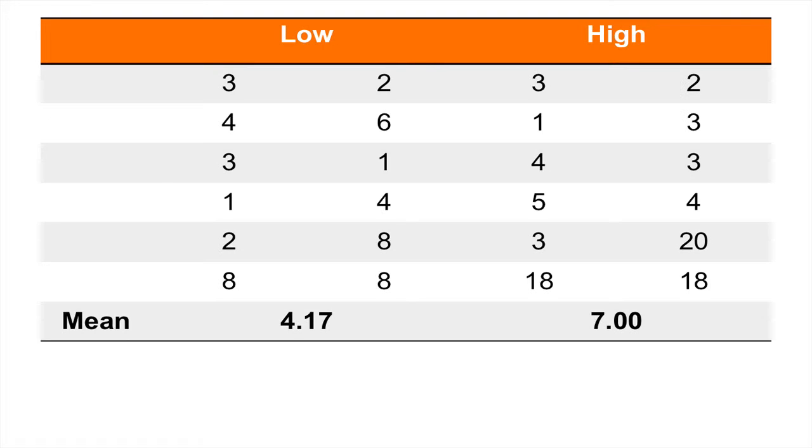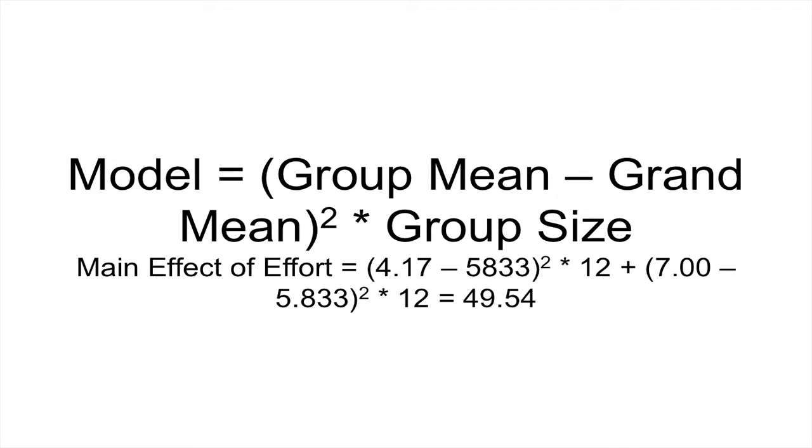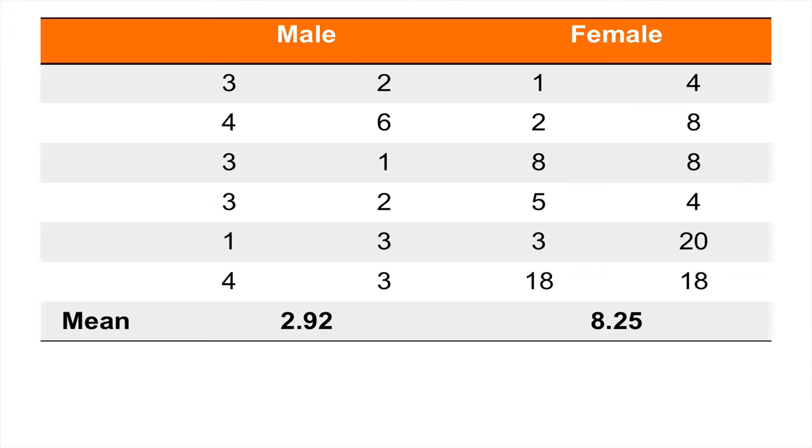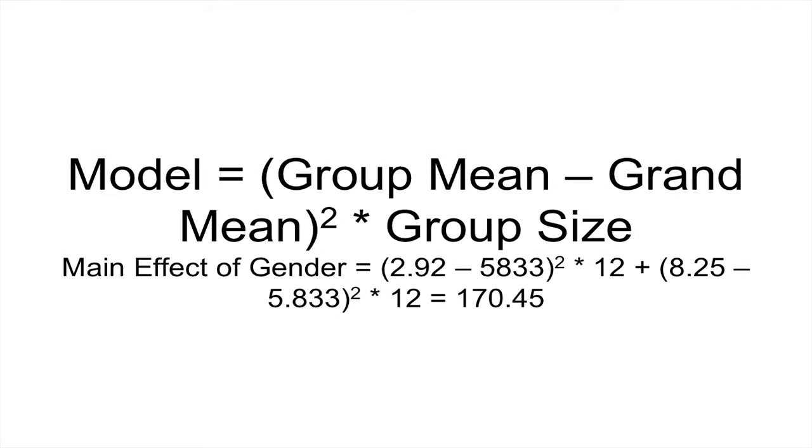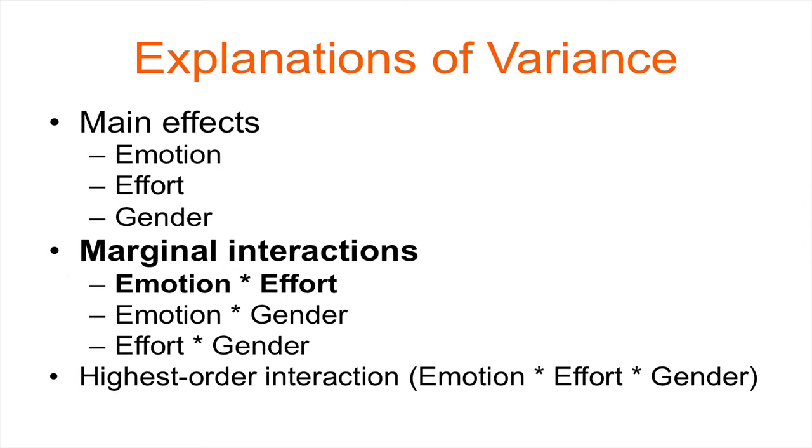Similarly, for the effect of effort, we take the mean for high effort and the mean for low effort, and substitute them into our equation. That accounted for 49.54 units of variability. And again, for the main effect of gender, we take our two means, 2.92 and 8.25, and substitute them into our equation, giving 170.545 units of variability.